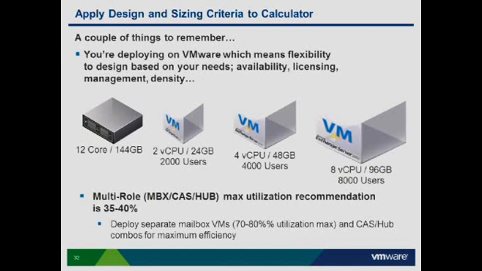The other thing to consider is if we do go down the route of the multi-role, the recommended upper limit for CPU utilization for active mailboxes is about 40%. When we start breaking out the roles, we can get a little more efficient with our mailbox processing, to where the recommended upper limit is about 75 or 80%.